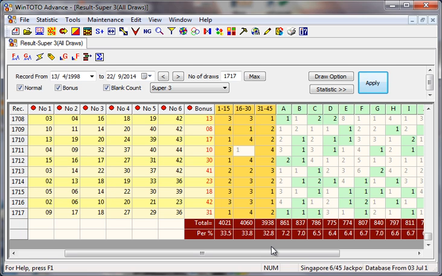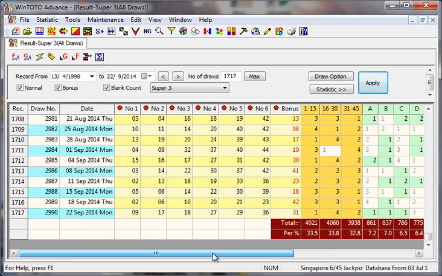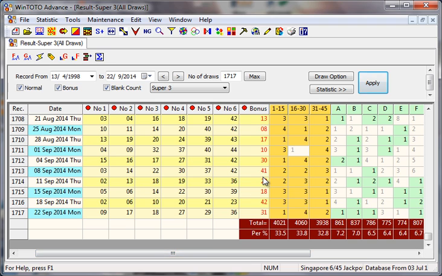So right now let's take a close look at what happened in the very last draw on the 22nd of September. We could see that when we divide Super 3, we are dividing the 45 numbers into 3 categories. The 3 categories are 1 to 15, which is called the small, 16 to 30, known as the medium range, and the last one, 31 to 45, is known as the big numbers.